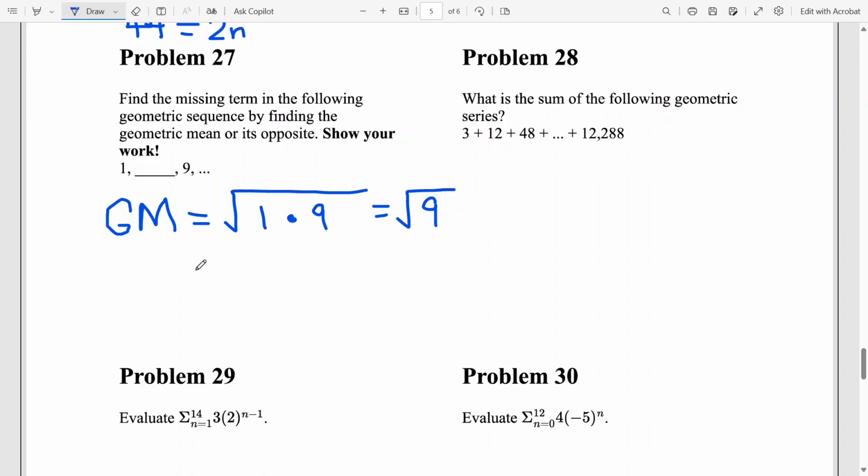So the geometric mean is going to be 3. So the missing term could be 3 or -3. It would be -3 if the common ratio was negative. Okay.